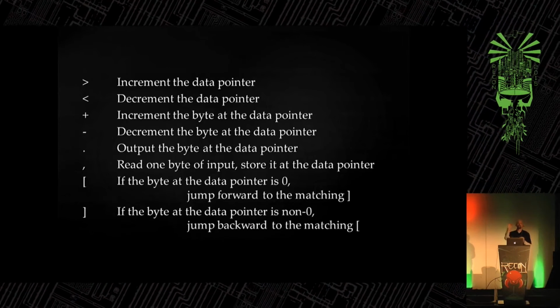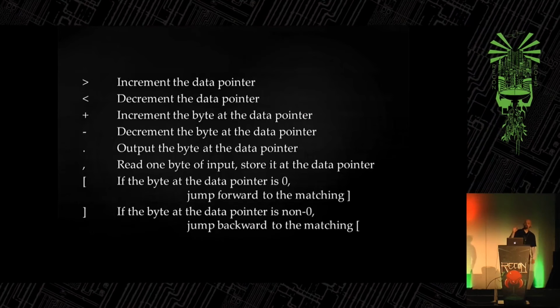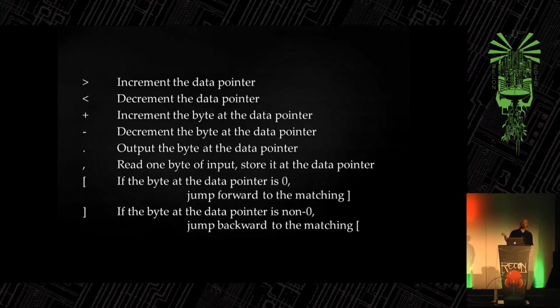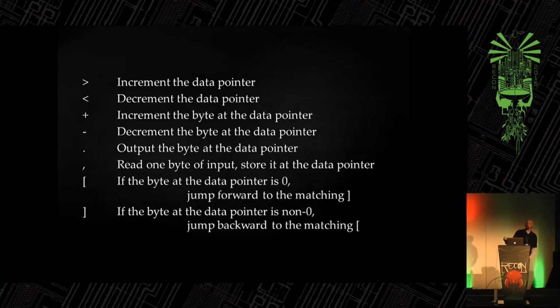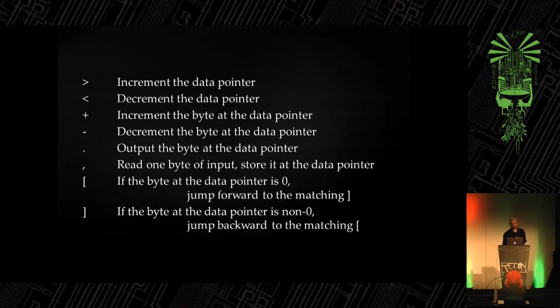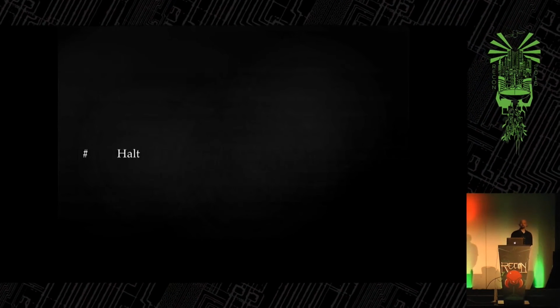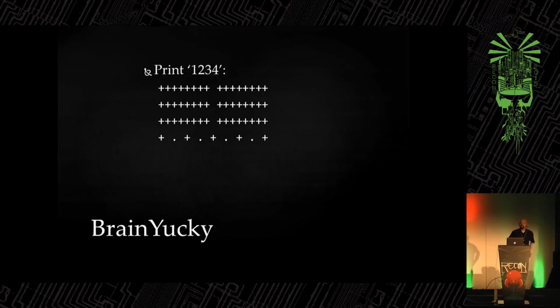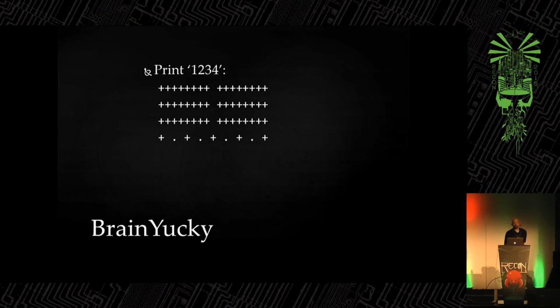In Brainf***, you can increment or decrement your data pointer. You can increment or decrement the byte pointed to by the data pointer. You can read a byte in. You can print a byte out. You can branch forward, and you can branch backwards. So 8 really simple instructions. I'm adding one more to allow our programs to halt. So just a little bit of introduction to Brainf*** if you haven't seen it before.